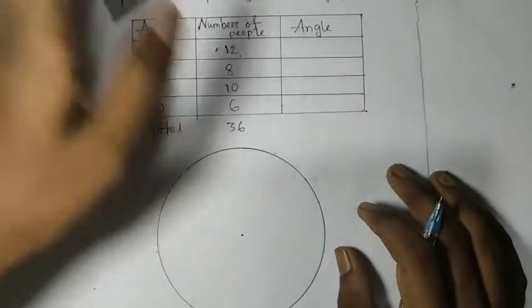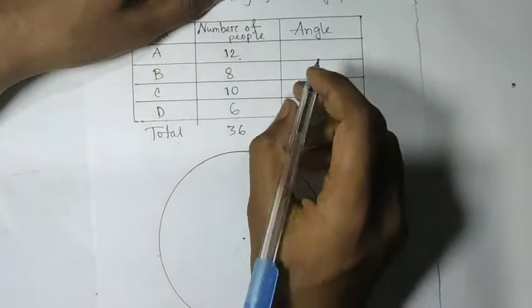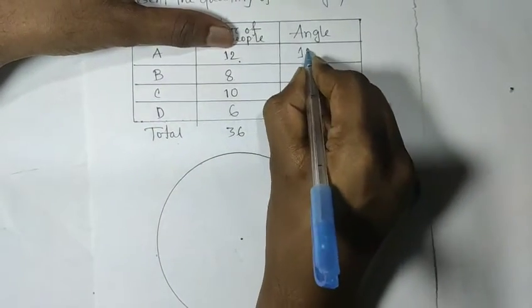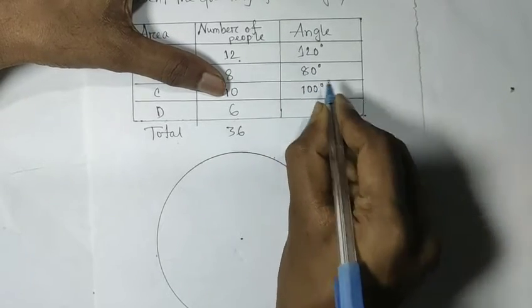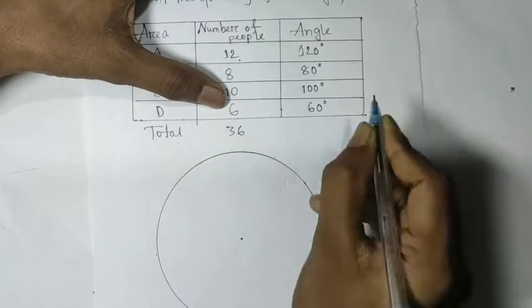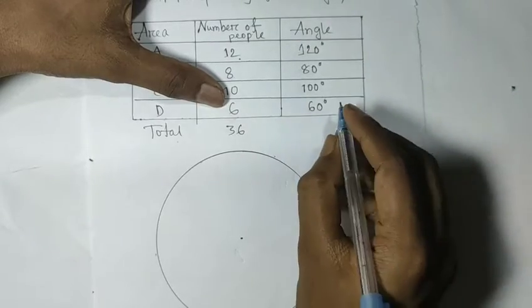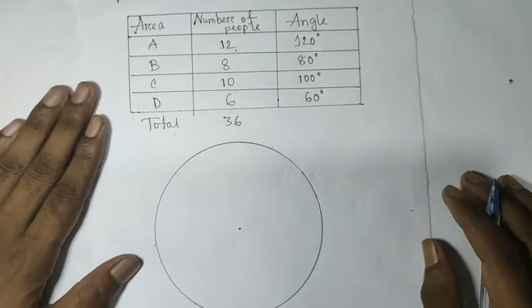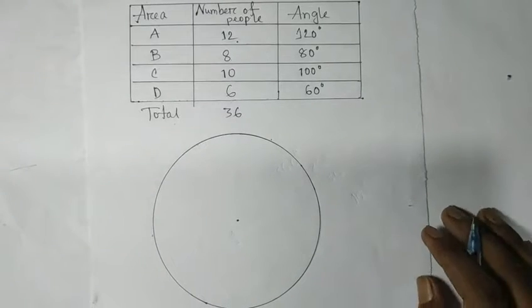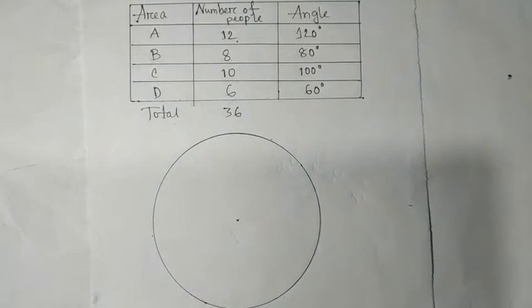The angle for 12 people will be 12 into 10, that is 120 degrees, and 8 into 10 is 80 degrees, and 10 into 10 is 100 degrees, and 6 into 10 is 60 degrees, and the summation of the angles must be 360 degrees. And the main part is how can we represent these angles in the circle.